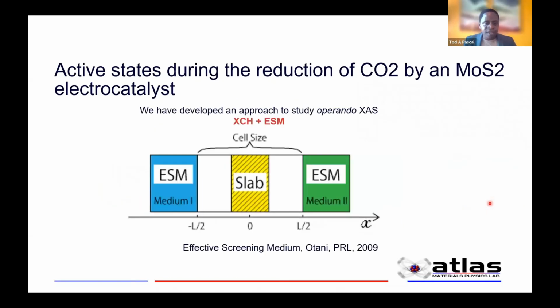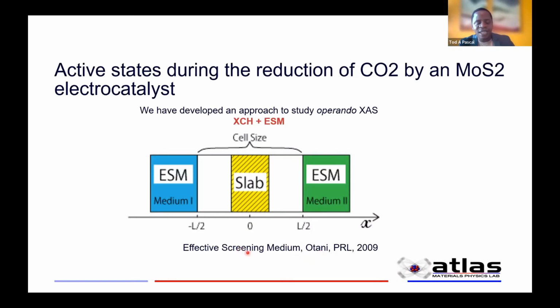So to do this, we started having to develop an operando version of the XAS that we've been looking at before. And here we chose to employ this effective screening medium approach of Otani, so that in the ground state, we can actually perturb the ground state as a function of applied bias, and then also get the resulting XAS spectrum that sees this new potential that the system is experiencing.